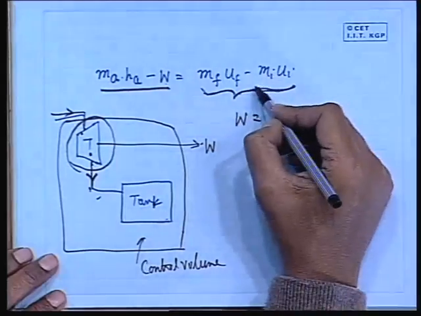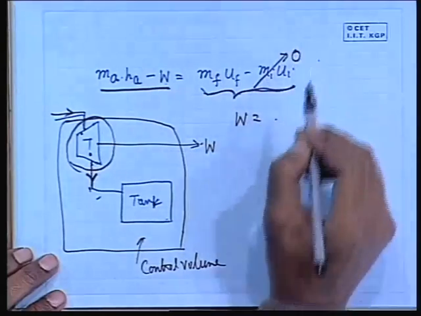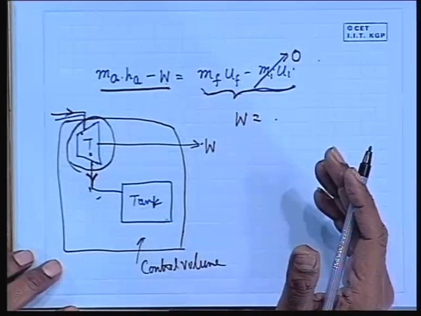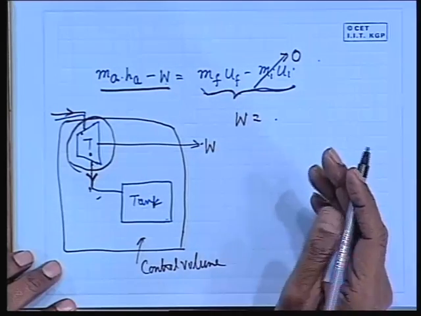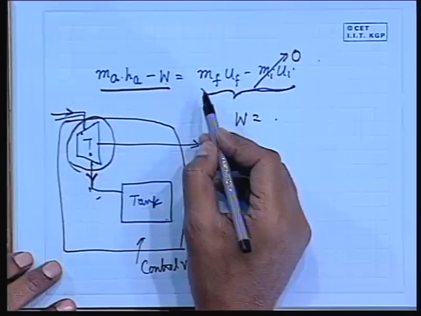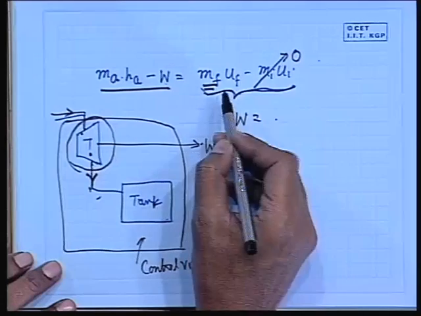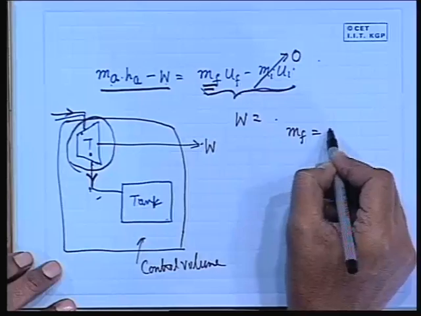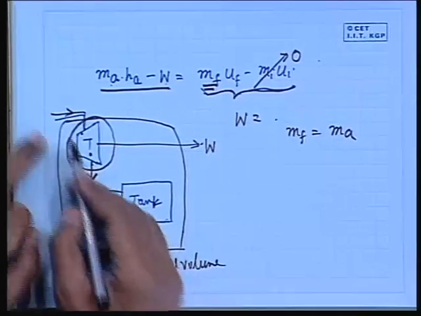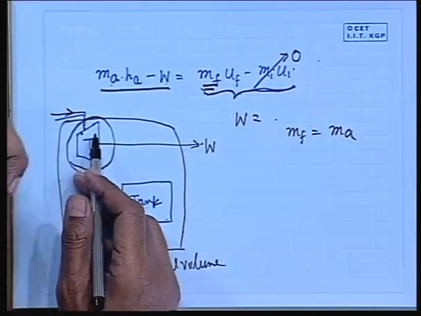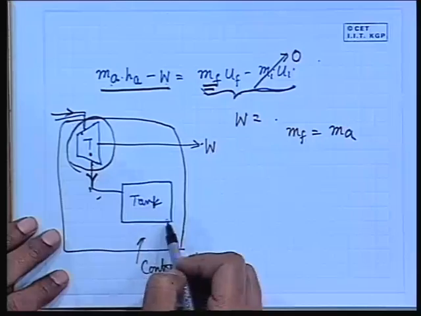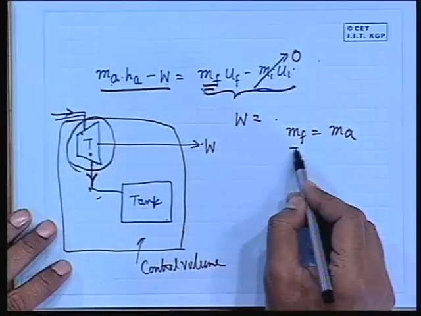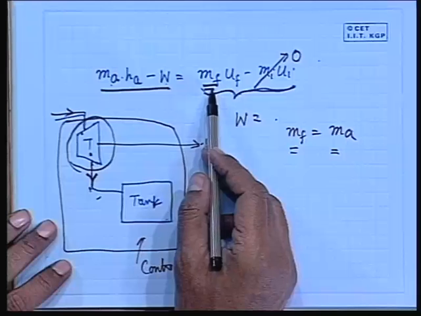Now what is the value in this case? This is an evacuated bottle, or the tank is empty. Well, therefore this is 0. So you can find out MF, and this MF will be equal to MA, because there was no mass, so the final mass is the mass which has come during that interval of time through the control volume, that means the entire control volume system. So MF is equal to MA. So you can find out MF.